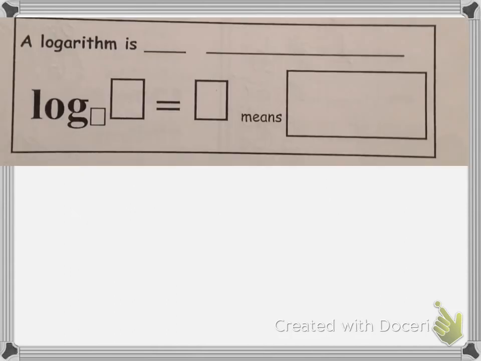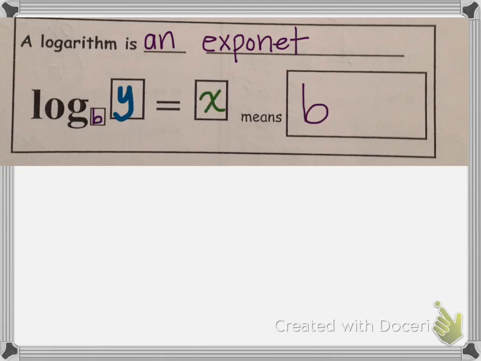Which takes us to this. A logarithm is an exponent. If you take a look at the examples we just did, logs are equal to an exponent. So if we take a look at the general structure, we can say that log base b of y is equal to x. And again, a log is equal to an exponent. If I rewrite it as an exponential function, it would look something like b to the x equals y.